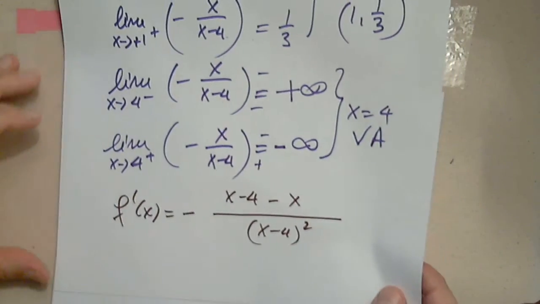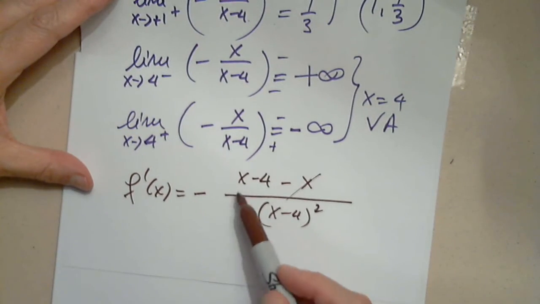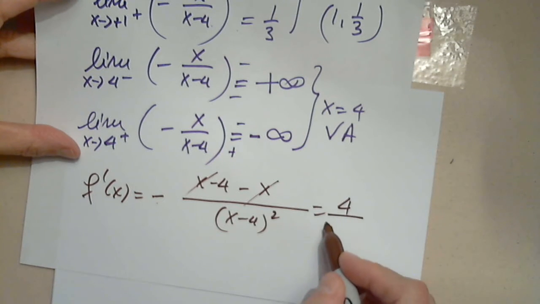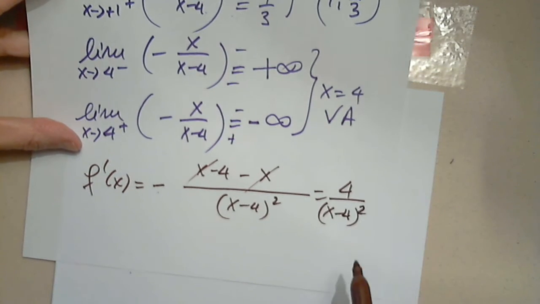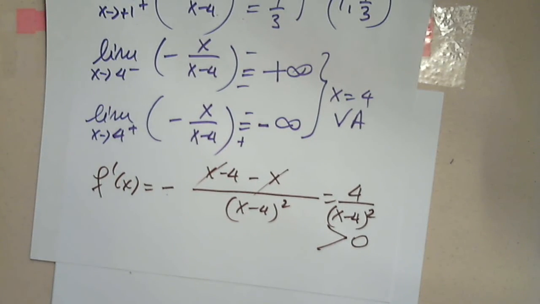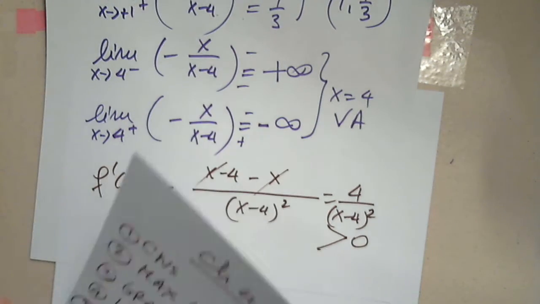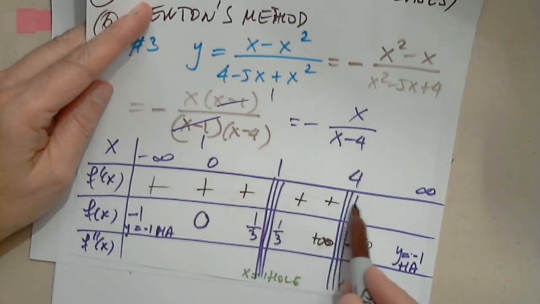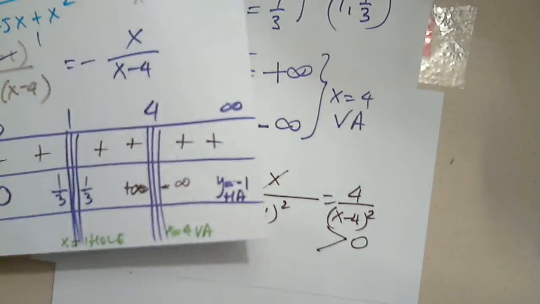In the next step, these two will go away. The negative 4 becomes positive 4, and I love it. I don't have to do anything. It's always positive. It's undefined at 4, but so is the function, so it doesn't mean anything. No critical numbers ever.